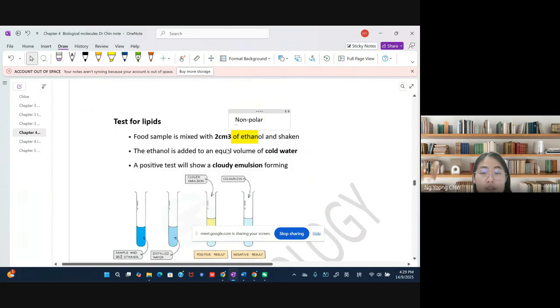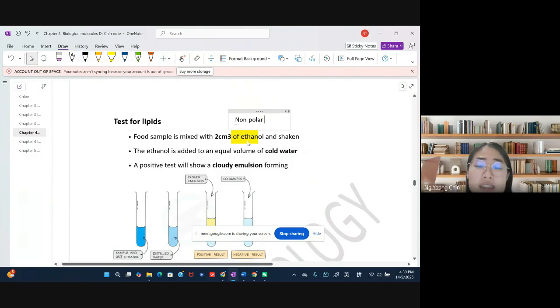And then you add this ethanol to cold water. Can the oil dissolve together with water? No, correct. Because water is polar, and the oil, which is a lipid, is non-polar. So that's why they cannot properly dissolve in each other. You can see two separate different layers.